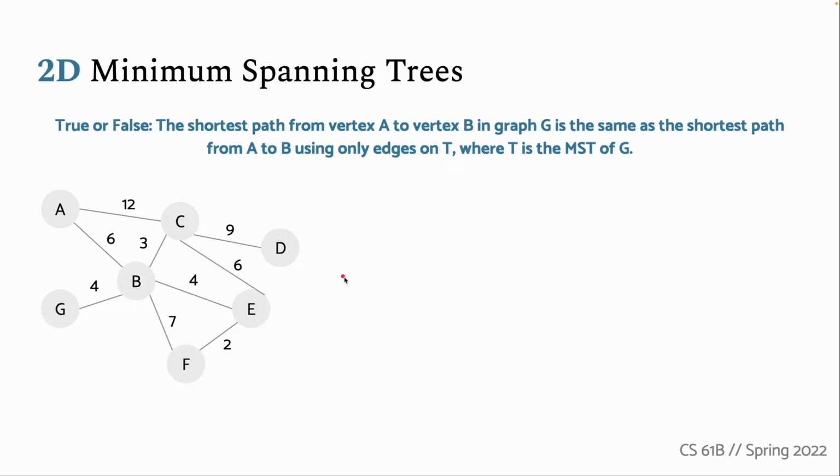Okay, another true or false. The shortest path from vertex A to vertex B in graph G is the same as the shortest path from A to B using only edges on T, where T is the MST of G. So we've kind of gone over this already, but true or false? I mean, it is true for vertices A and B in this graph, but it isn't true for all vertices in this graph, right? It isn't true for C like we talked about, or E.